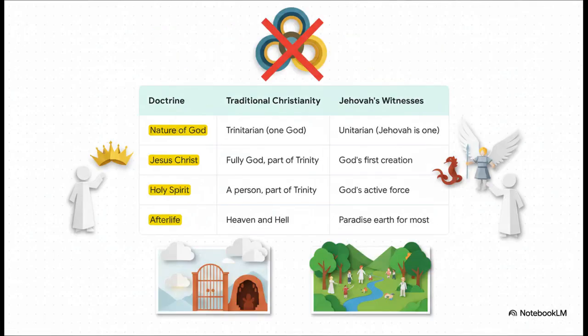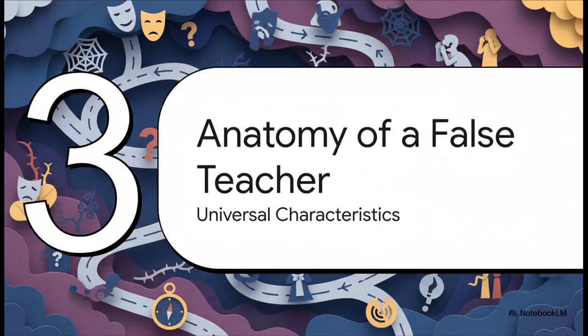And we see a similar breakdown here for Jehovah's Witnesses. A central difference the source highlights is the rejection of the Trinity. And notice the view of Jesus, not as being equal with God, but as God's first creation, even identified as Michael the Archangel. The view of the afterlife is another major point of difference that the text really zeroes in on.